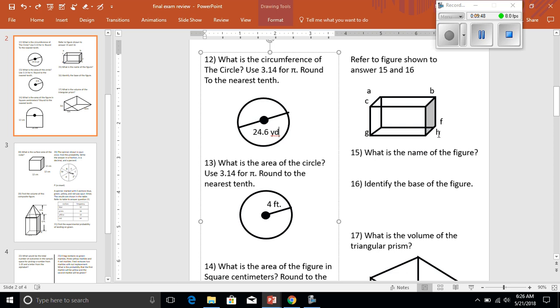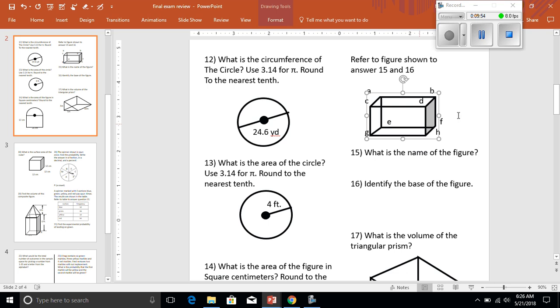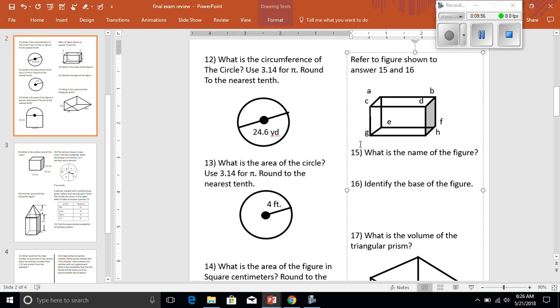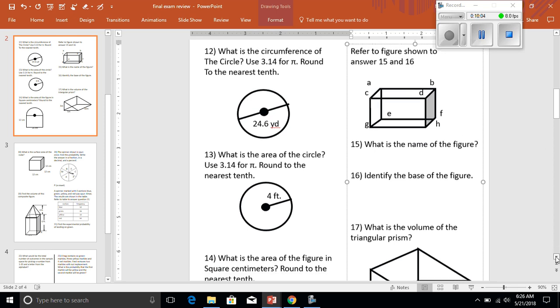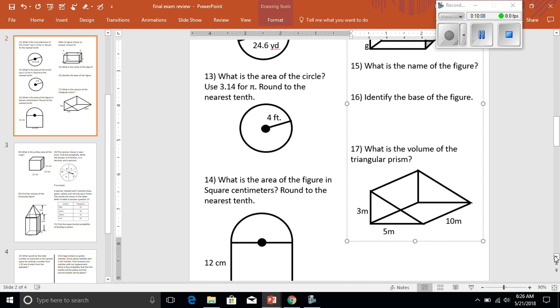So that would be, well, let's see here. We've got G, F, H. It looks to me like we're missing something here. Let's bring this to back. There it is, E. So we've got E, F, G, H is a base, but don't forget the base is also the opposite side of the figure. So I'll let you figure that out.